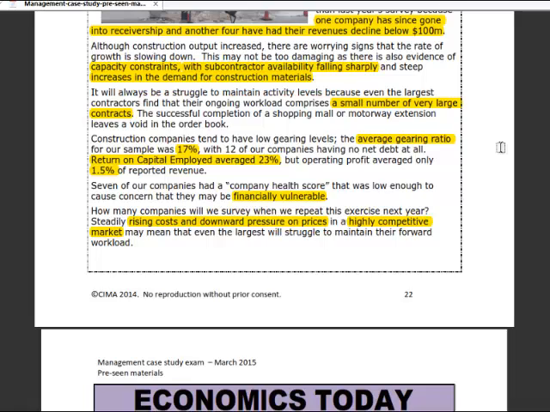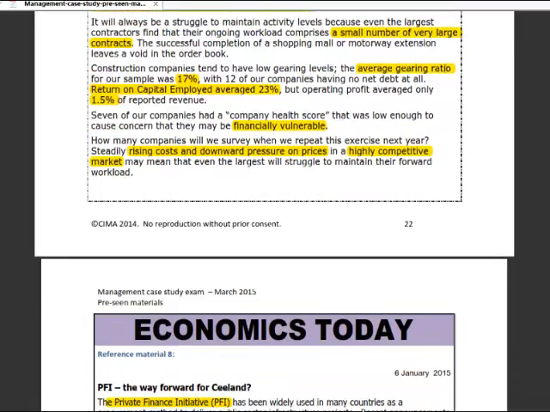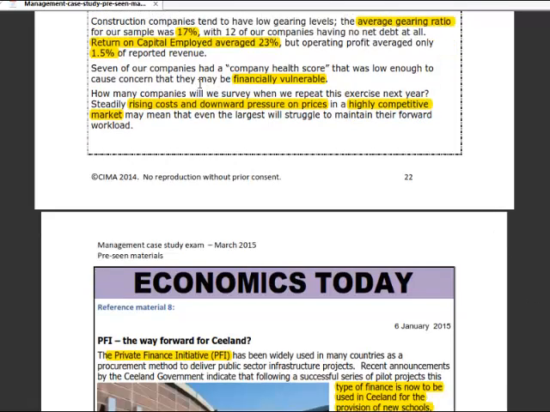Return on capital employed averaged 23%, and operating profit 1.5%. So that's pretty typical and consistent with what Build is experiencing. 7 of the companies had a company health score that was low enough to cause concern that they may be financially vulnerable, and I'm going to suggest that Build may be in this category. How many companies will survive rising costs and downward pressure on prices, highly competitive market? Even the largest will struggle to maintain their forward workload. So alarm bells ringing everywhere.